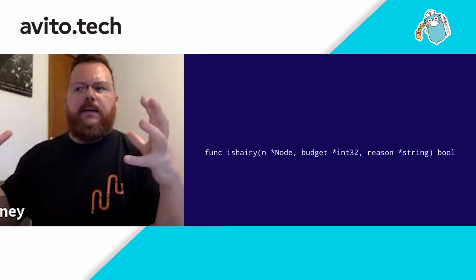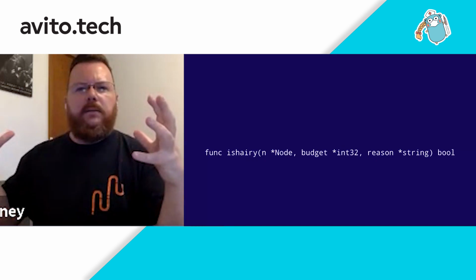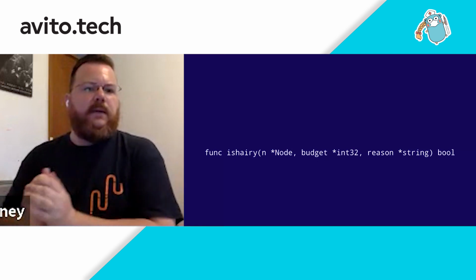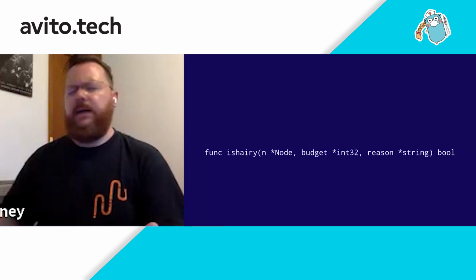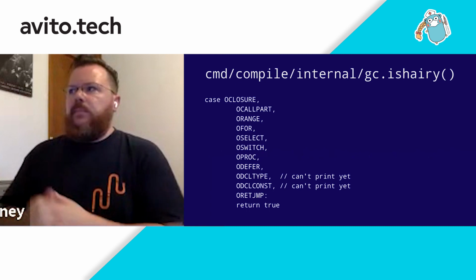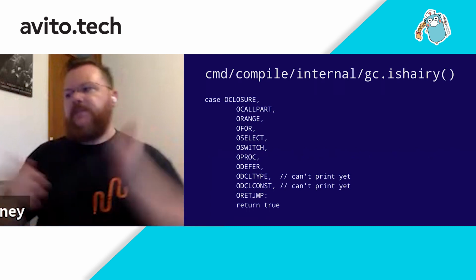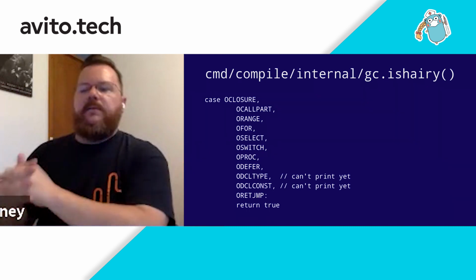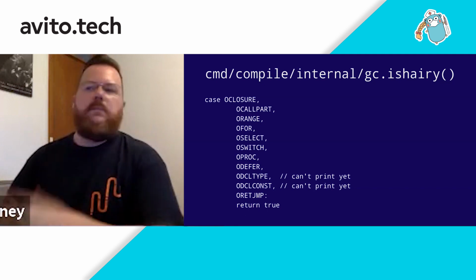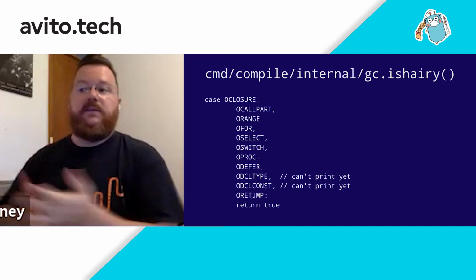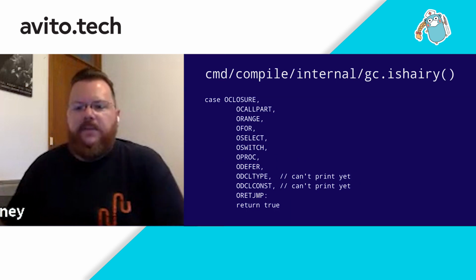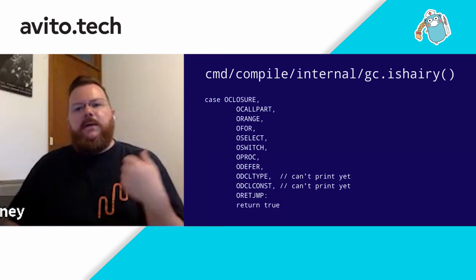And the decision to control what can be inlined is made by a function inside the compiler called isHairy. Hairy as in big, hairy problem. And at the time, although this has probably changed since, this was a set of things which the compiler couldn't inline: closures, ranges, fors, selects, switches, defers. This has changed over time, but this was the problem at the moment.